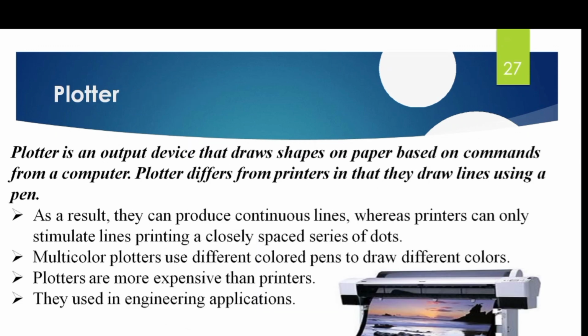The next type of device is the plotter. A plotter is an output device that draws shapes on paper based on commands from a computer. It differs from the printer in that it draws lines using a pen. As a result, it can produce continuous lines, whereas the printer can simulate lines by printing a closely spaced series of dots. Basically, the plotter can be used to draw large maps on paper. Multicolor plotters use different color pens to draw different colors. Plotters are more expensive than printers. They are used in engineering applications.